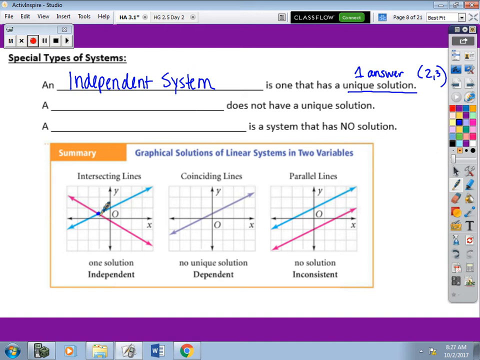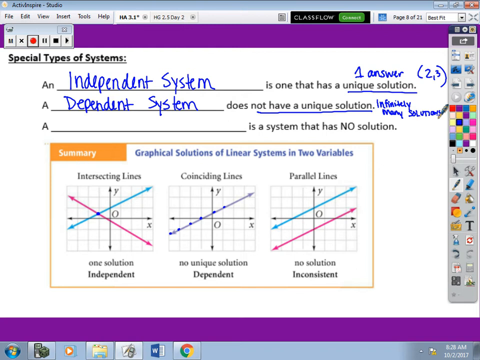The next one is a dependent system. And a dependent system is one that does not have a unique solution. Okay, it actually has infinitely many solutions because they are lines that are falling on top of each other. So it has infinitely many solutions. Every single point on the line is a solution because the lines are the same lines, a line on top of itself.